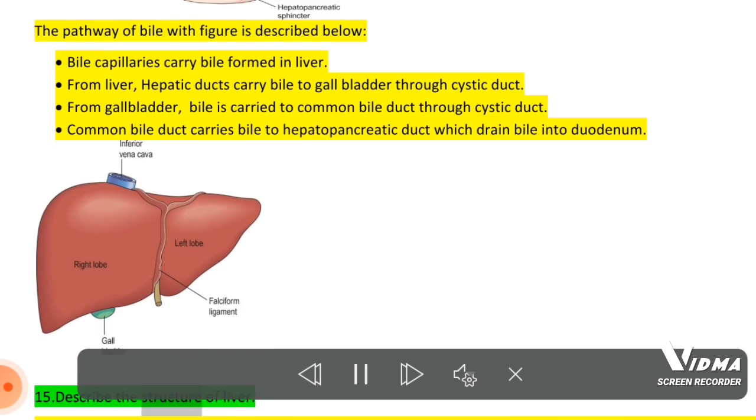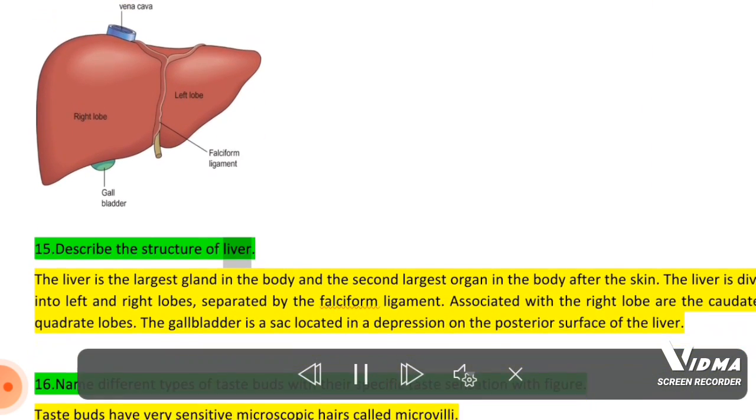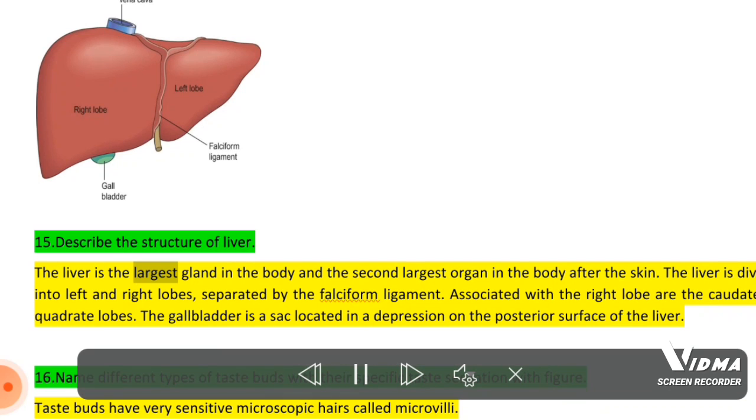15. Describe the structure of the liver. The liver is the largest gland in the body and the second largest organ in the body after the skin. The liver is divisible into left and right lobes, separated by the falciform ligament. Associated with the right lobe are the caudate and quadrate lobes. The gallbladder is a sac located in a depression on the posterior surface of the liver.